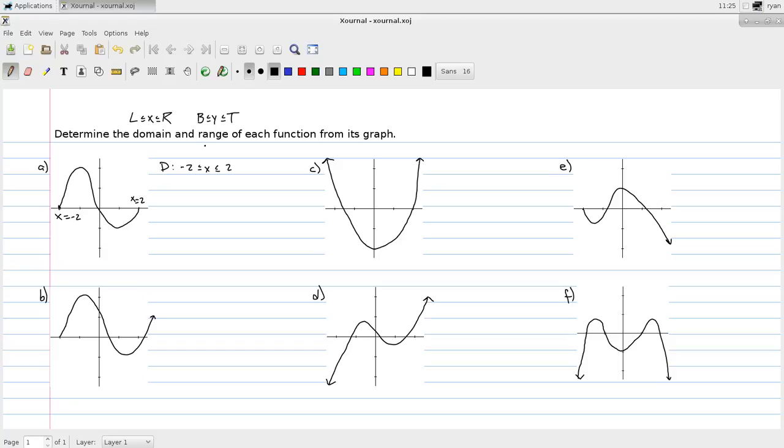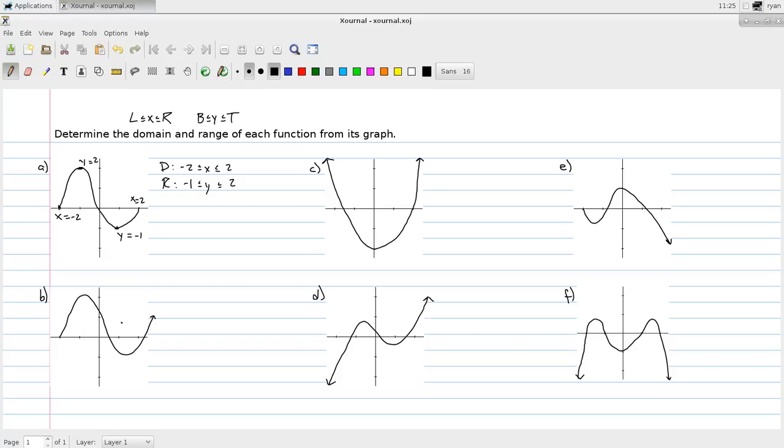Let's look at the range now. Remember, the range runs from the bottom to the top, the lowest y value anywhere to the highest. The lowest point anywhere on the graph is right here, and the y value here is y equals -1. The highest point anywhere on the graph is up here, and its y value is y equals +2. So the range will run from -1 to +2. So now we have the domain and range of the first graph.